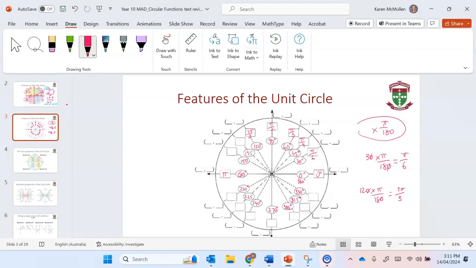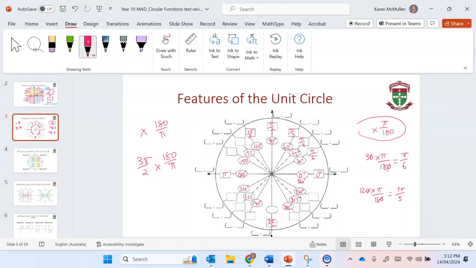radians into degrees. Let's just say we didn't know what 270 was, but we were given the radian measure, which is 3 pi on 2. All right, so we would do times 180 on pi. Not divided by, times. So we're going to do 3 pi on 2 times 180 on pi.